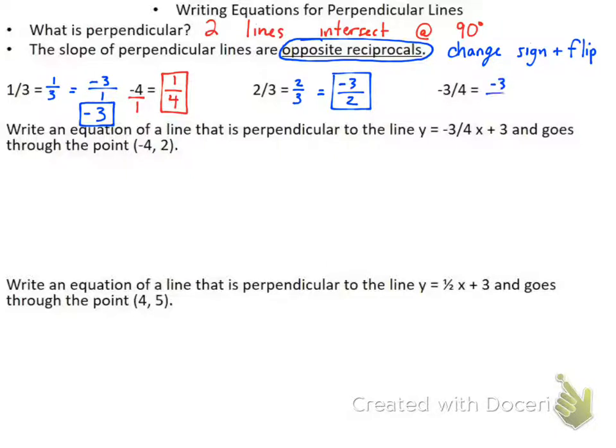-3/4, again, I'm going to rewrite it first. It's a negative number, so I change the sign of it and then flip it, so it's going to be positive, and then it's going to be flipped over as 4 over 3. So when I'm doing these, I need to use perpendicular slopes.